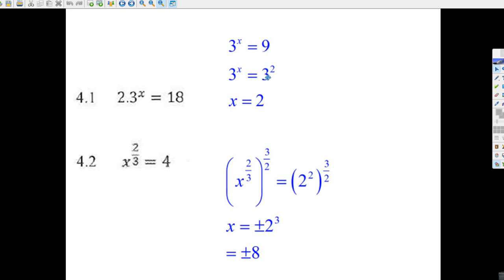But powers of primes, 9 is 3 squared. And oh man, we're looking at the answer, x equals 2. That was a pretty nice question. You guys better have got some marks there because that was a good one.